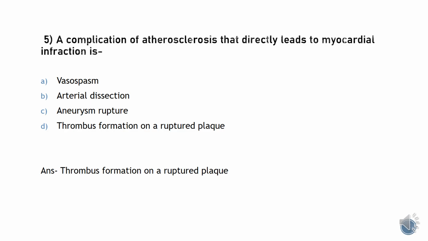Fifth question, a complication of atherosclerosis that directly leads to the myocardial infarction is? So the options are vasospasm, arterial dissection, aneurysm rupture, and the fourth option is thrombus formation on a ruptured plaque. So the answer will be thrombus formation on a ruptured plaque. Why? Because when an atherosclerotic plaque ruptures, it exposes the subendothelial components that promote the clot formation, which leads to the vessel occlusion and the myocardial infarction.